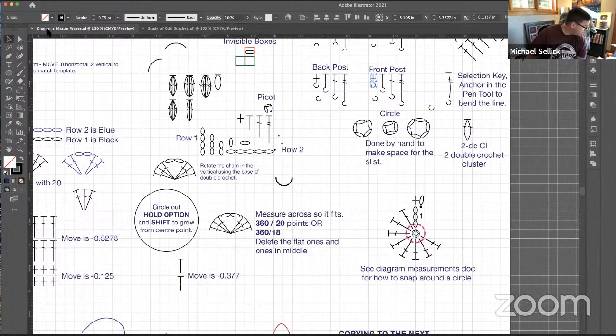Okay, oh shit, I'm going to a square. Okay, so we need some back post. Is it back post? Yeah, back post single crochets and back post double crochets.